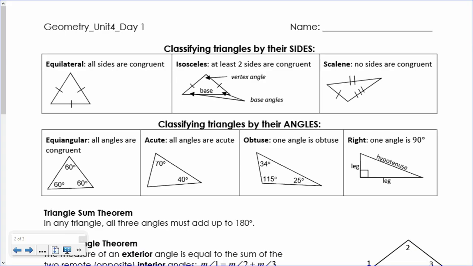Okay, so we're going to talk about how to classify triangles. There are two different ways you can classify triangles. We have names for the sides of triangles, and then we have the classification in terms of angles.